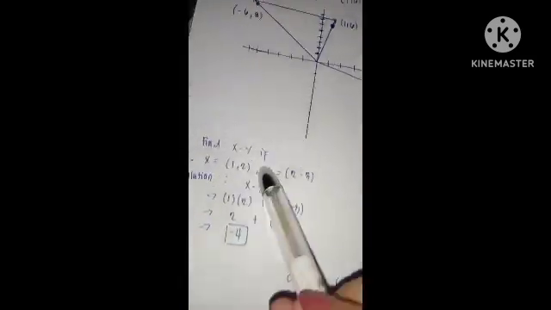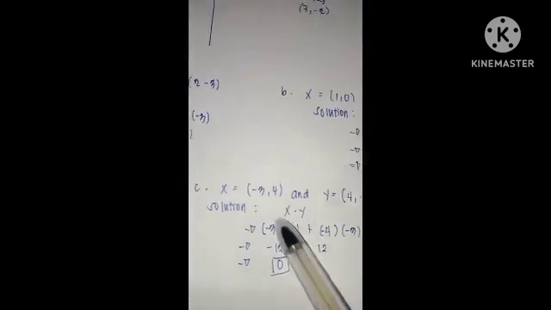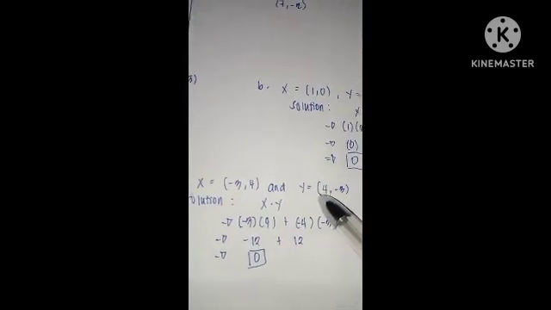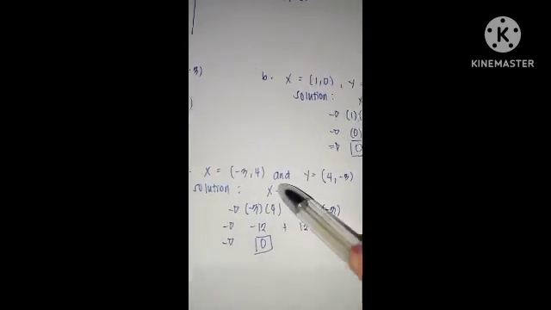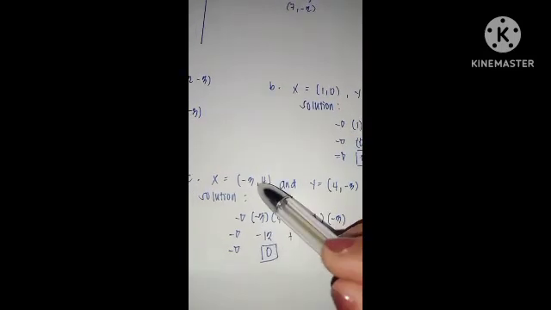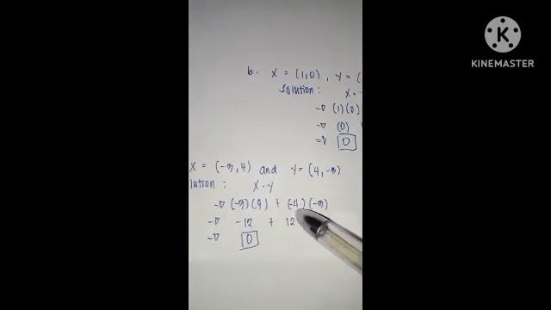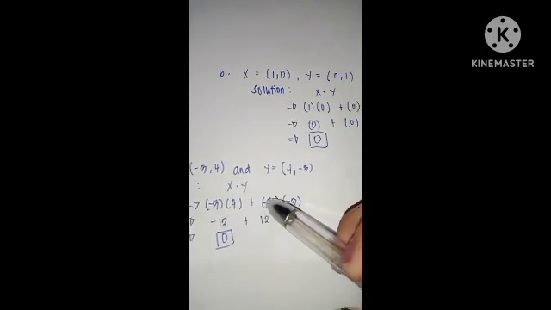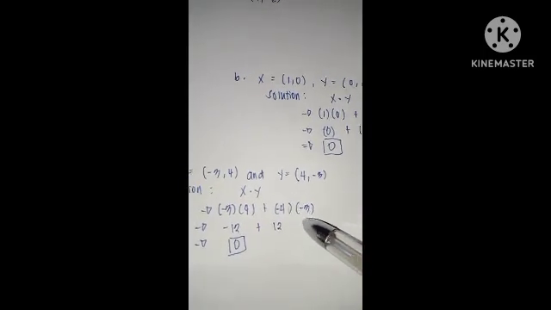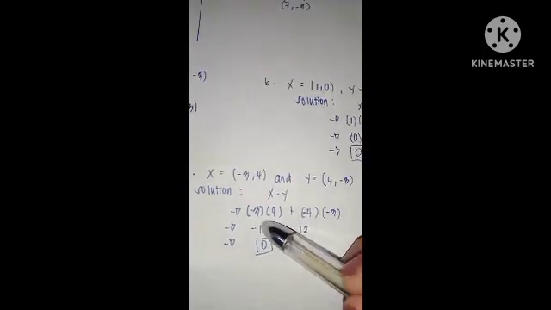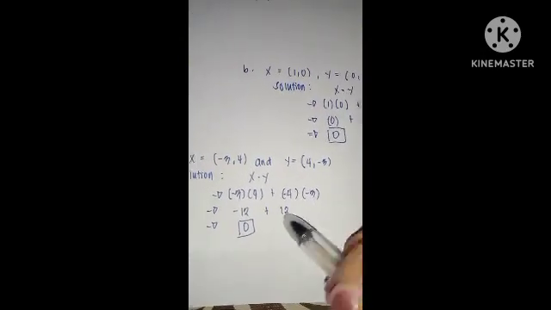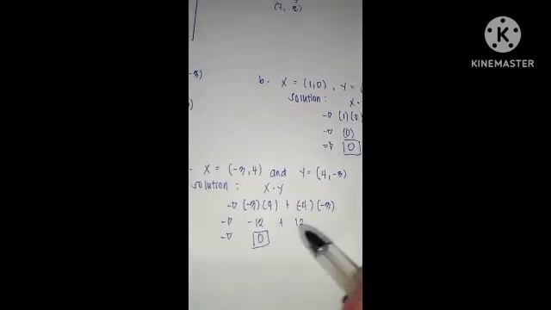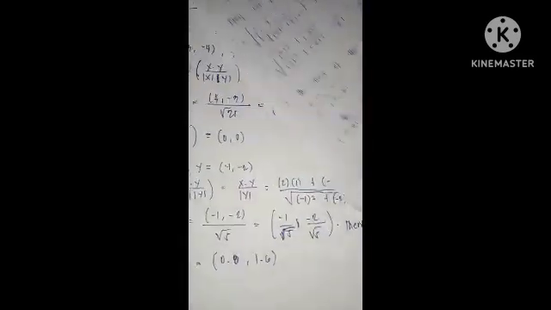Letter C. Same thing, find x times y. Our value of x is (-3, 4), and our value of y is (4, -3). Solution: we just substitute. x is (-3, 4) times y (4, -3), so negative 3 times 4 plus 4 times negative 3. Negative 3 times 4 is negative 12. 4 times negative 3 is negative 12 also... so negative 12 plus 12 equals 0.